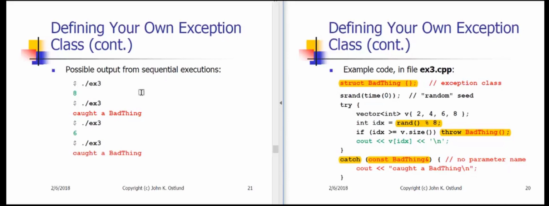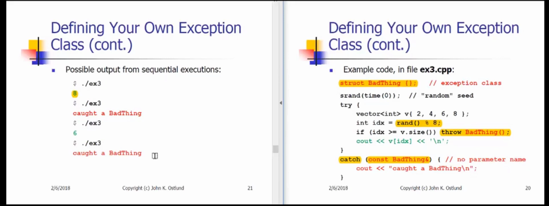Alright, so here we're executing ex3, and apparently this first time we're getting an index of 3, which is within range, so we get told that the value of ex sub 3 is 8. We execute ex3 again. This time we get a bogus index, and we throw a bad thing object, we catch it, and we display that we caught a bad thing. We run it again, and we get a valid index. We run it a fourth time, and we get another bogus index and display that we caught a bad thing.